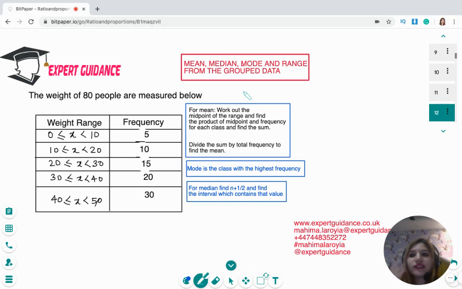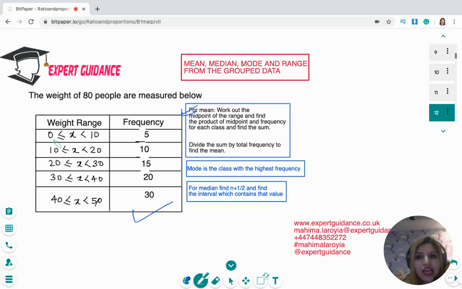Now, what is grouped data? In grouped data, they'll give you the range. Let's say that we have this data for 80 people, and 5 people have weights ranging from 0 to 10. From 10 to 20, there are 10 people. 20 to 30, there are 15. Now, how do you do these ones?